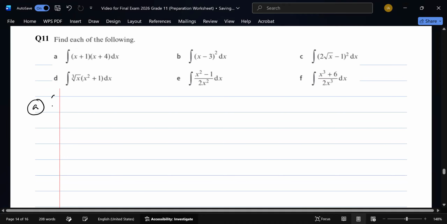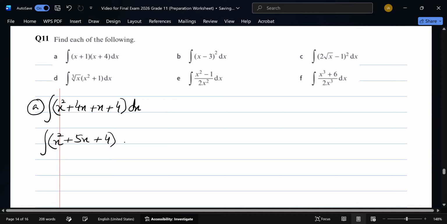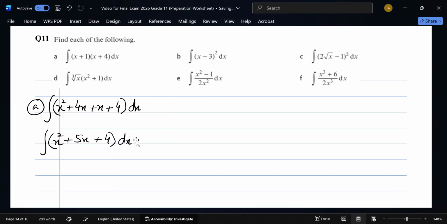And we can integrate. So x square plus 4x plus x plus 4, dx, or x square plus 5x plus 4, dx. Let's integrate each term individually. So x cube upon 3 plus 5x square upon 2 plus.